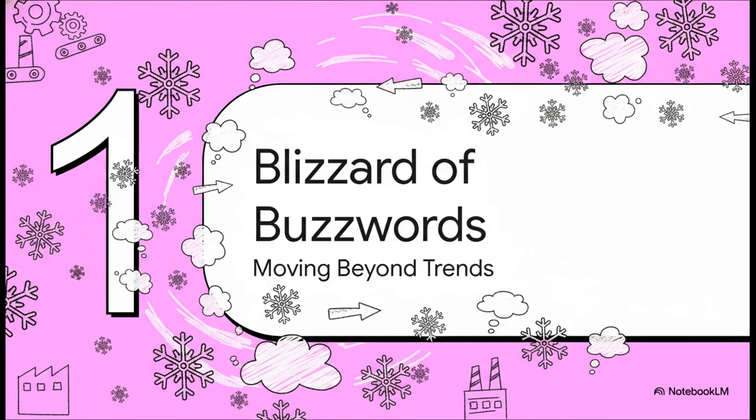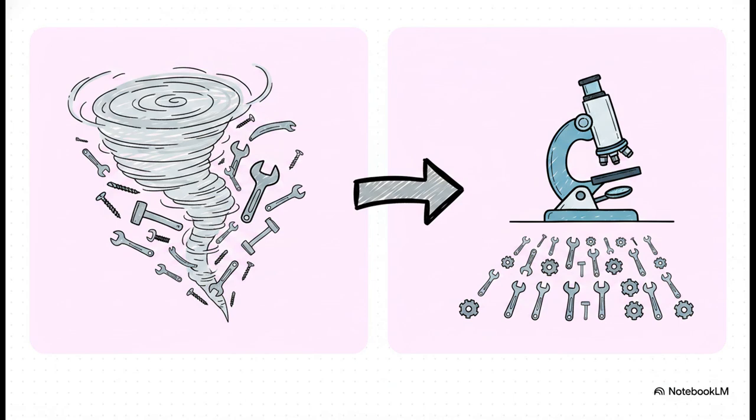All right, let's get into section 1, the blizzard of buzzwords. So, you know how it is. For decades now, the field of manufacturing has basically been besieged by one so-called revolution after another. We've seen material requirements planning, just-in-time, lean, Six Sigma, agile. The list literally goes on and on.